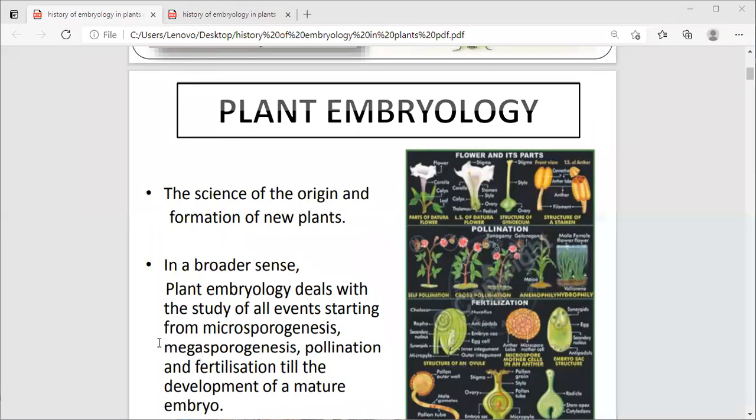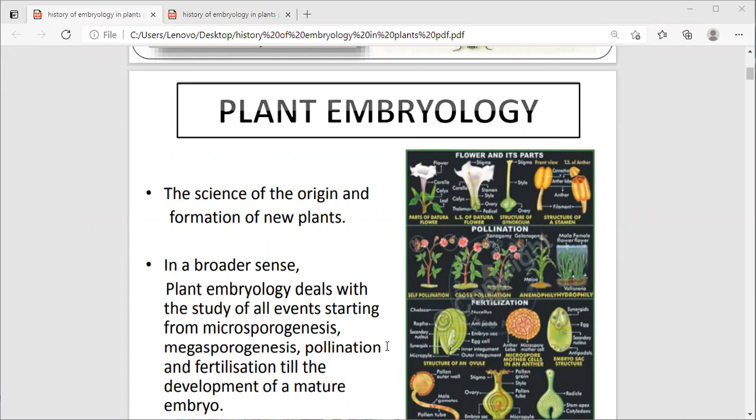Megasporogenesis means the study of the developmental stages of the ovule. How the ovule develops, how it starts, what do we call that? The study of the developmental stages of megasporogenesis, or megaspore formation. After that, how pollination takes place.